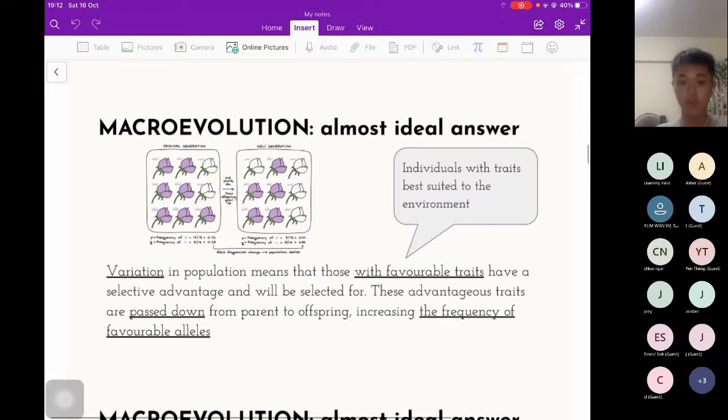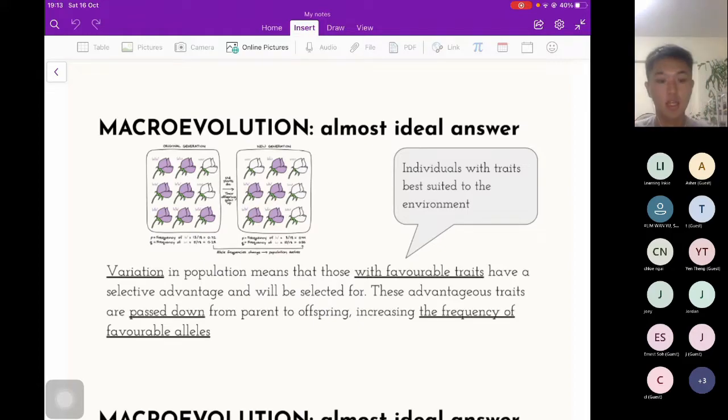Next, variation. This is very important to put in your answer. People always leave this out in their answer, but it is very, very important to have inside. So, variation in your population means that there are some that will have favorable traits. These that have favorable traits or favorable phenotypes, they have a selective advantage and they'll be selected for. These advantageous traits will be passed down from parent to offspring. This is another part that people always forget to write, that it is passed down. Because if I have a favorable trait, but my child does not receive it from me, then there won't be a change in frequency of favorable alleles.